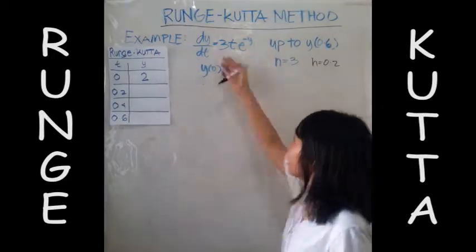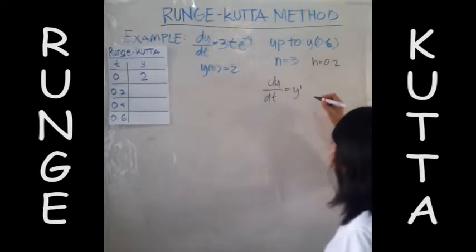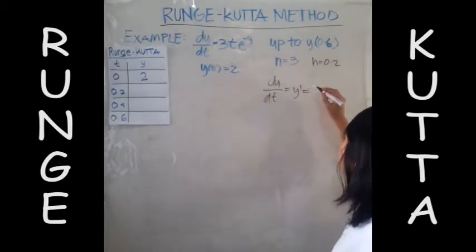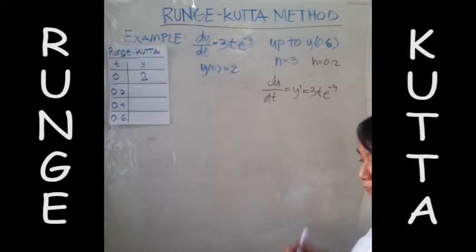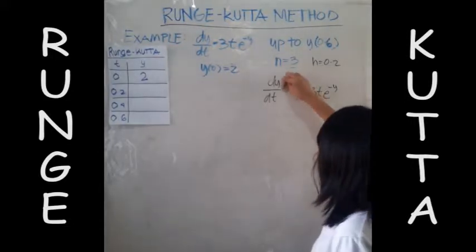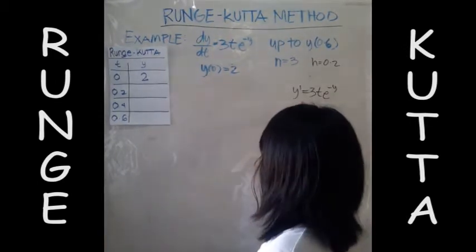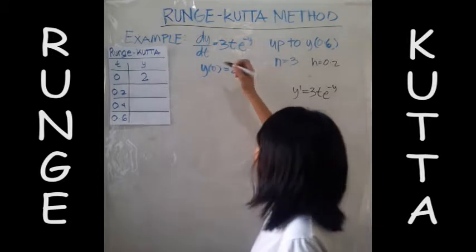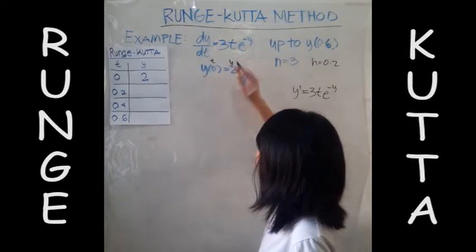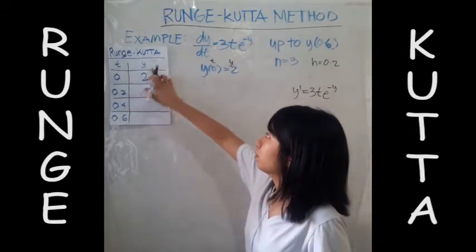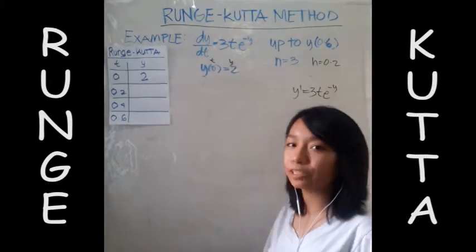So before that, dy over dt is equal to y prime. And y prime here is 3t e raised to negative y. And here, our t here is 0 and our y is 2. t 0, y 2.